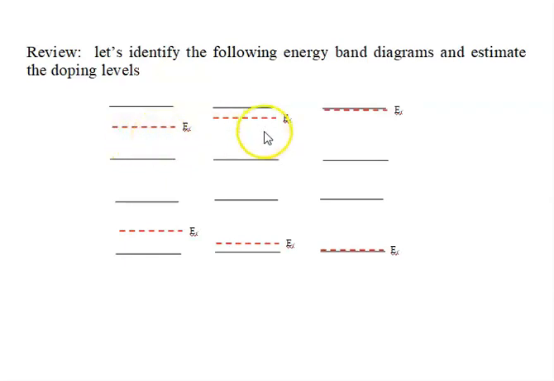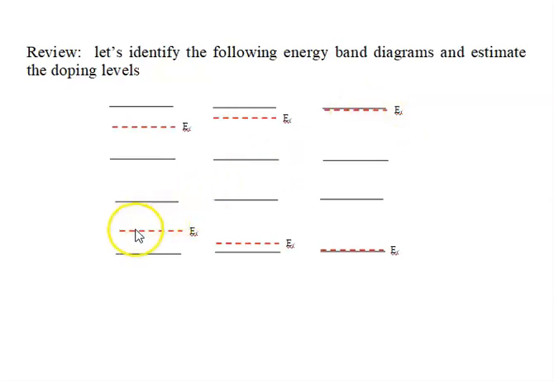Here, the Fermi level is way above intrinsic. Just to remind ourselves, I didn't label these, I probably should. This is the conduction band, this is the valence band. So here we're well above intrinsic, which is right in the middle. So this would be moderately to heavily doped N-type. This is degenerately doped N-type because the Fermi level is right at the conduction band edge.